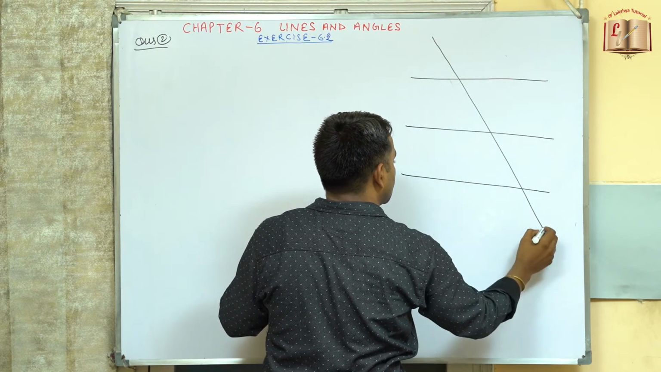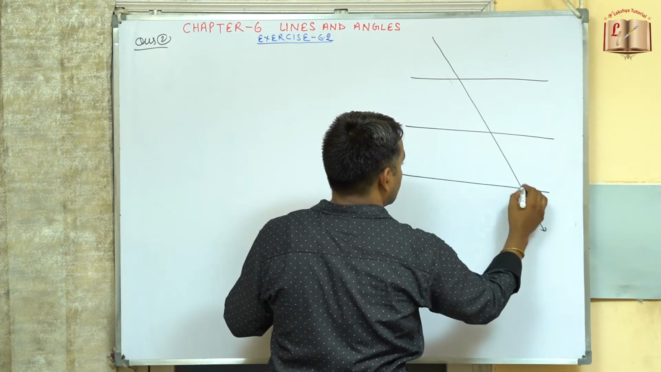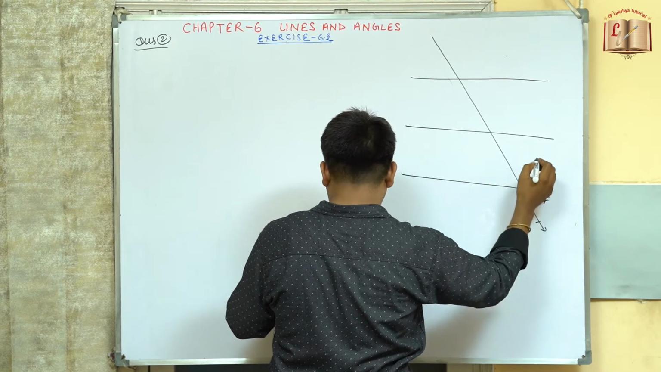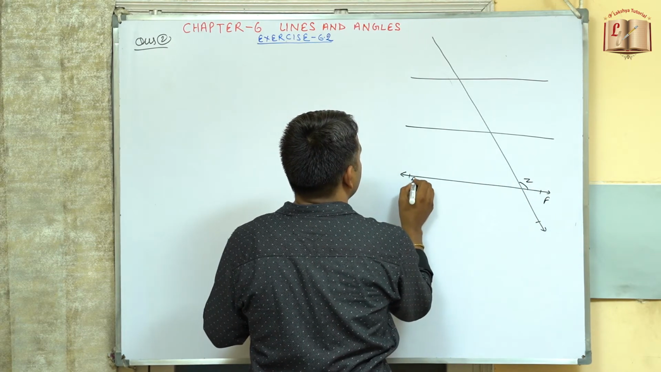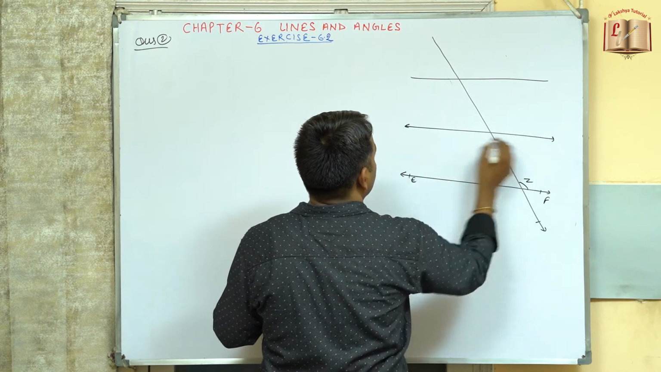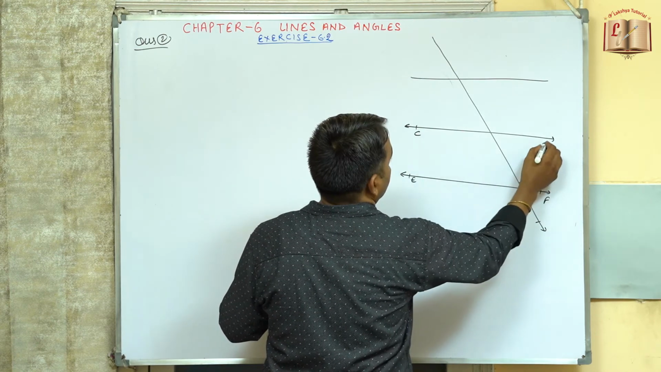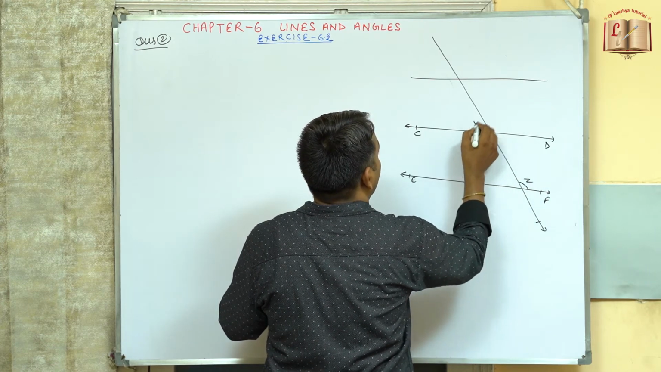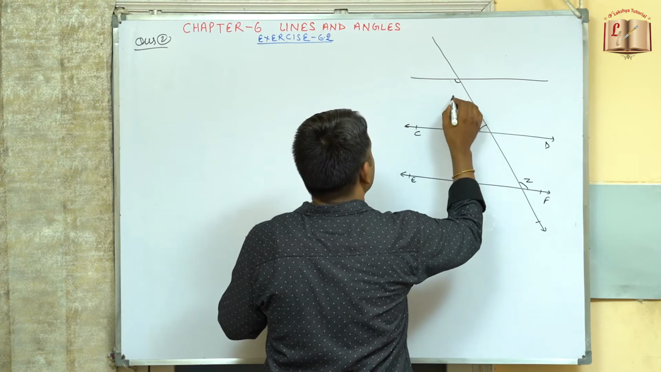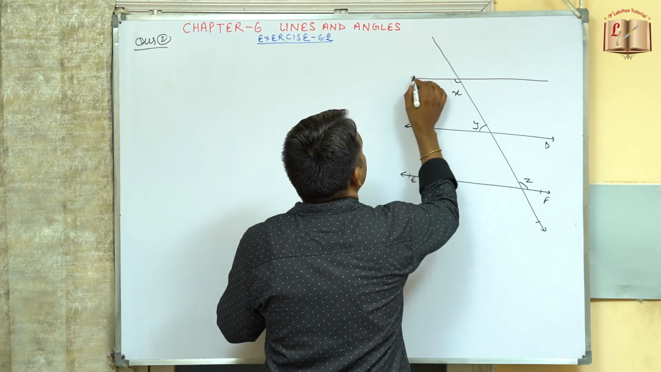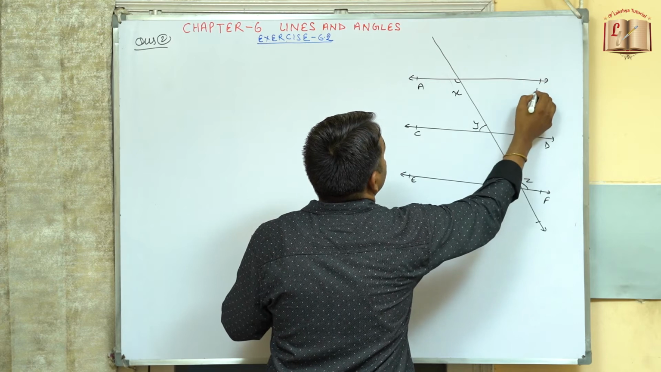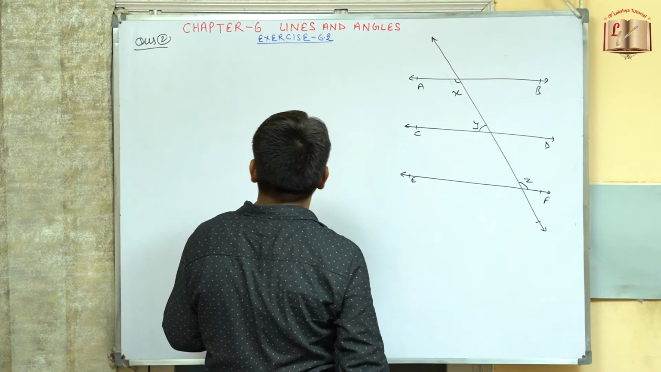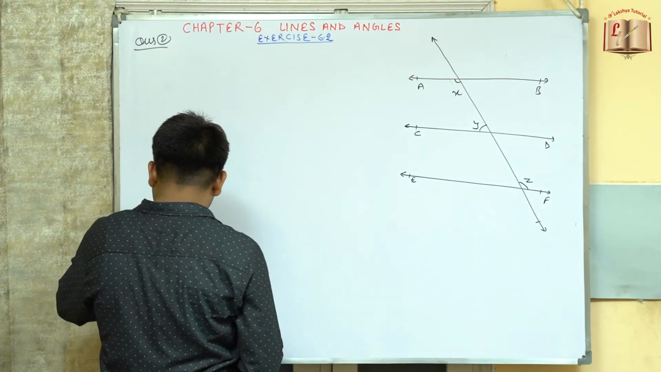This is a transversal. Here this is Z angle, and this point is F, and this is E, and this is C, and here it is D. This angle is Y, and here this angle is X, and this point is A. Here this is now B, and this is a transversal given. Now we need to find out the value of X.